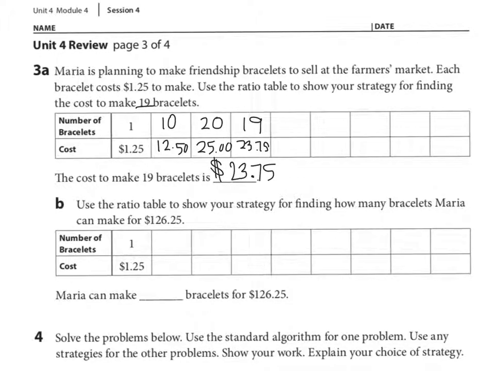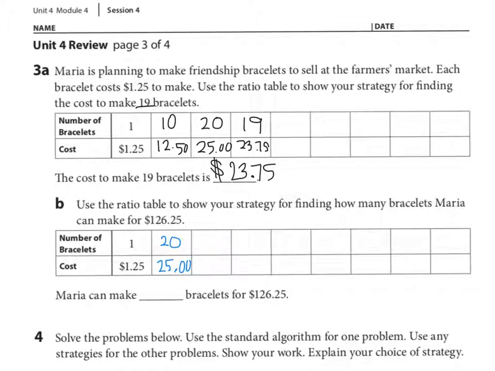B. Use a ratio table to show your strategy for finding how many bracelets Maria can make for $126.25. So a little different than what we did before, where we were finding the cost of 19 bracelets. Now here we're thinking, how many bracelets can I make for $126.25? So I already know that 20 bracelets, because I did the work up top, is $25.